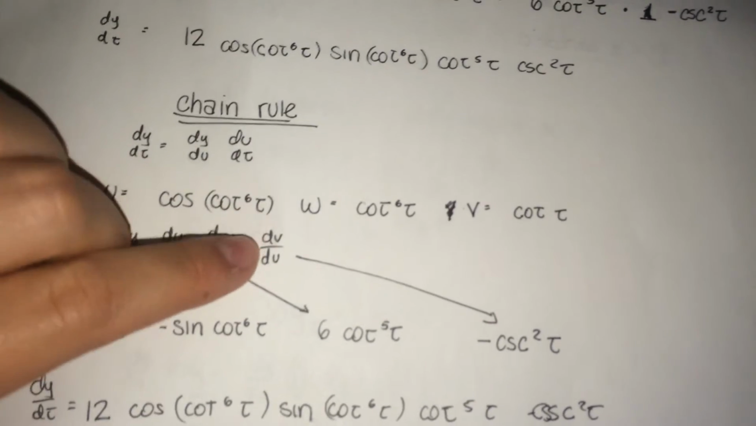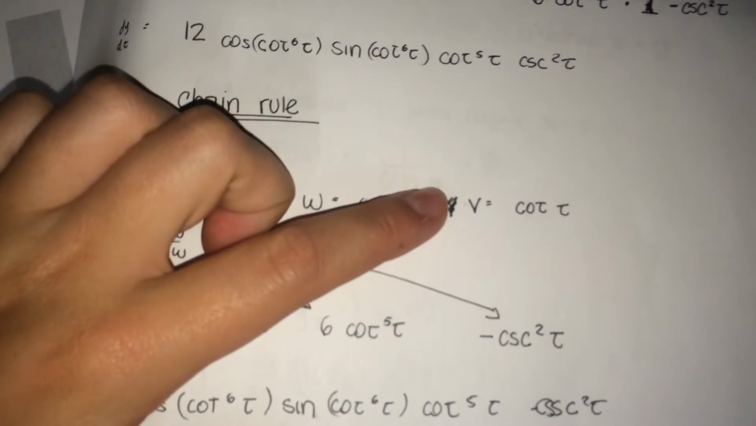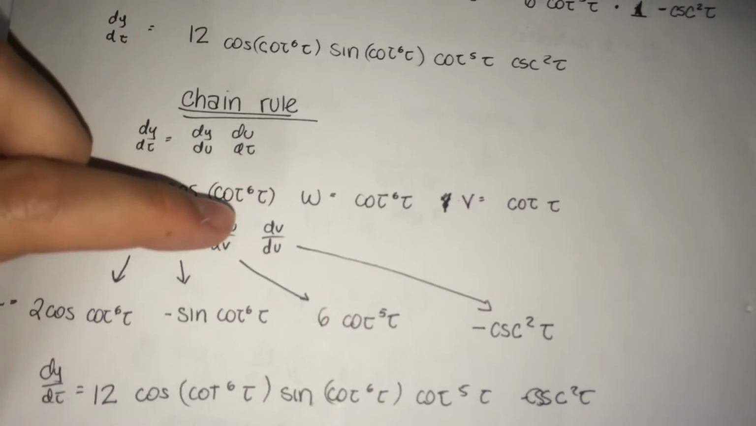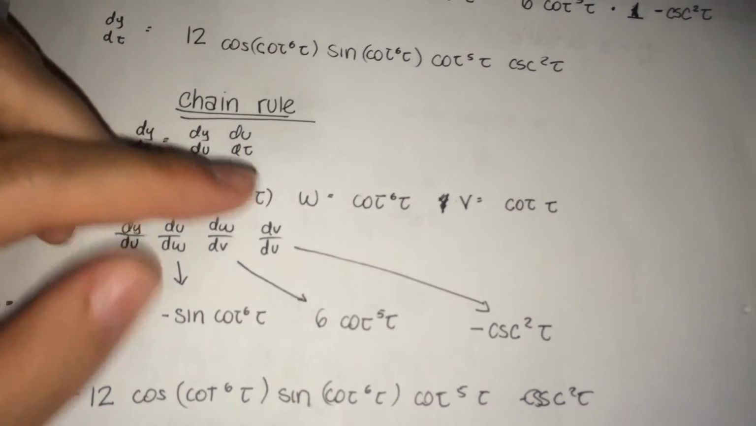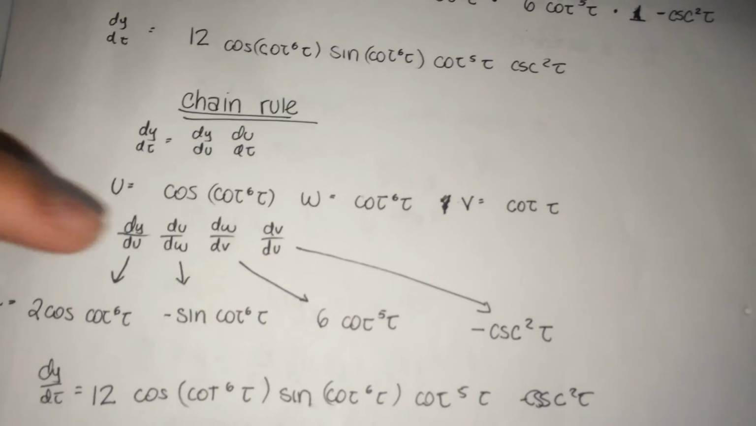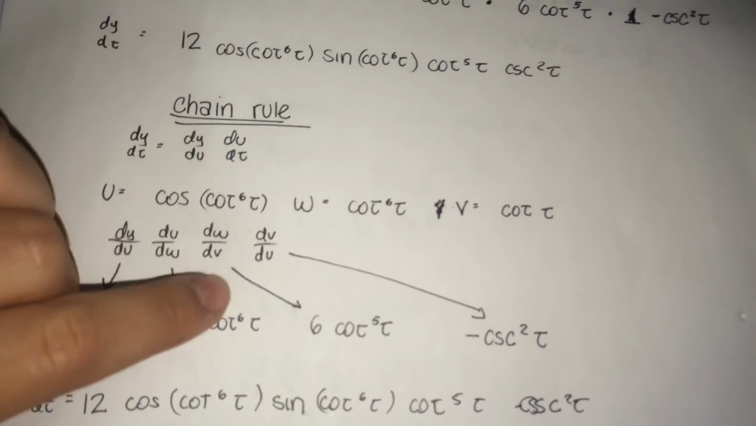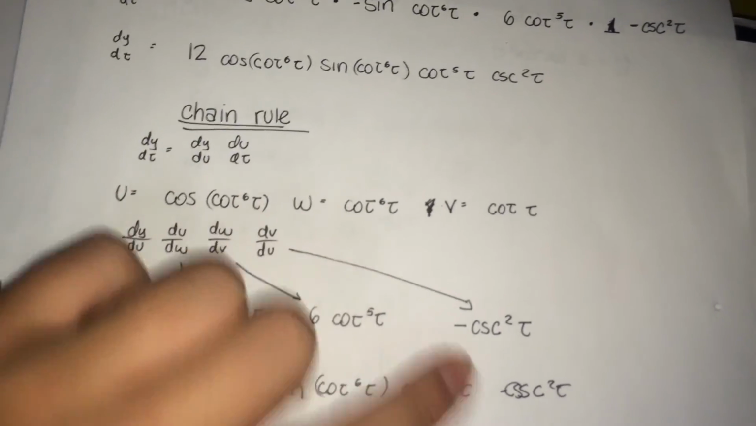dv dt, where v is cotangent t. So we know that the derivative of cotangent t is negative cosecant squared t. So the derivative is negative cosecant squared t. Therefore, dv dt would be negative cosecant squared t.